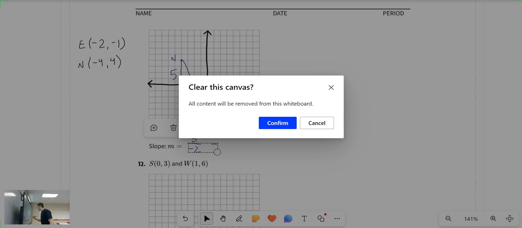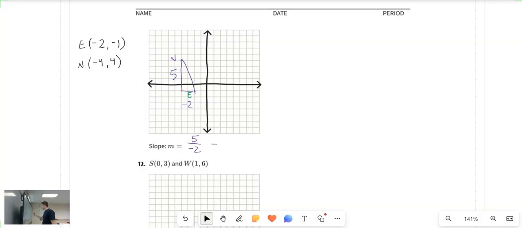-2, which, oh, don't clear the canvas. That would be really bad. Which equals -5/2.